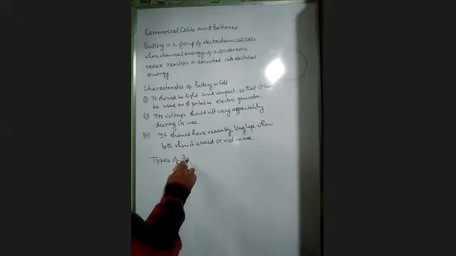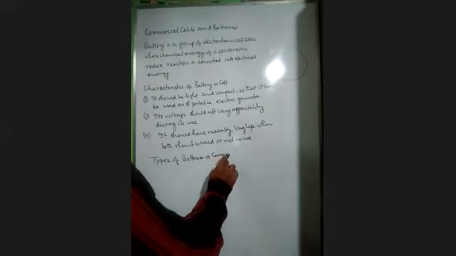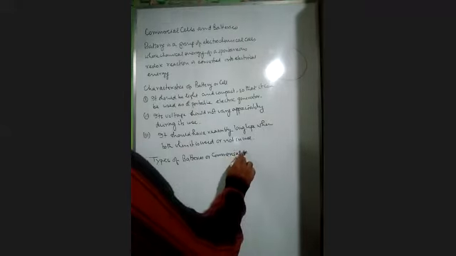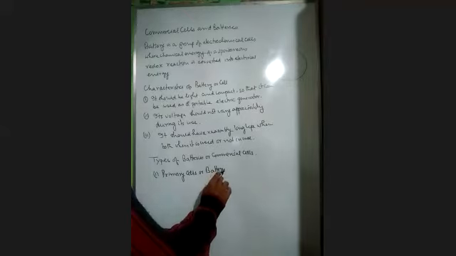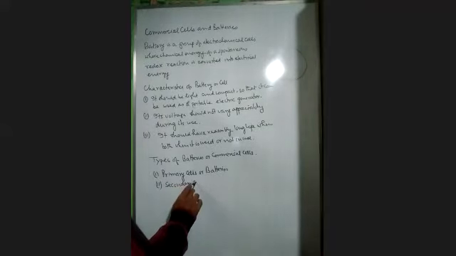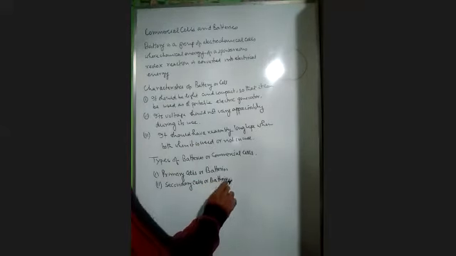Types of batteries or commercial cells. One, primary cells or batteries. Two, secondary cells or batteries.